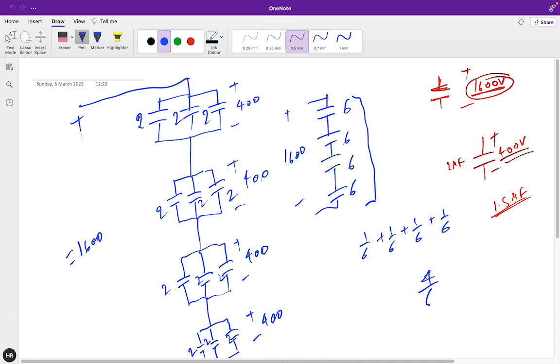How much value are you getting? 4 upon 6. So 4 upon 6 is 1 by C equivalent, so C equivalent is 1.5 microfarad. So the answer for this question is 12 capacitors needed. Got it or not?